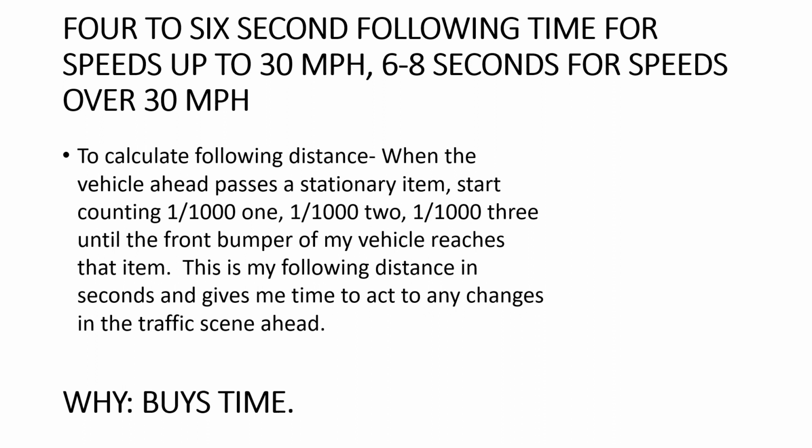4 to 6 second following time for speeds up to 30 miles an hour, 6 to 8 seconds for speeds over 30 miles per hour. To calculate following distance, when the vehicle ahead passes a stationary item, start counting 1001, 1002, 1003 until the front bumper of my vehicle reaches that item. This is my following distance in seconds and gives me time to act to any changes in the traffic scene ahead. Why? Buys time.